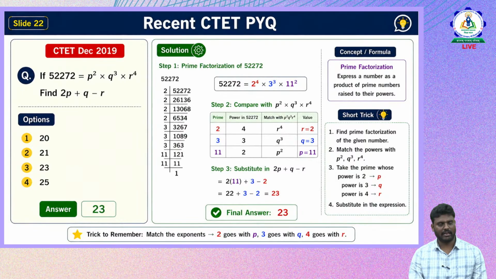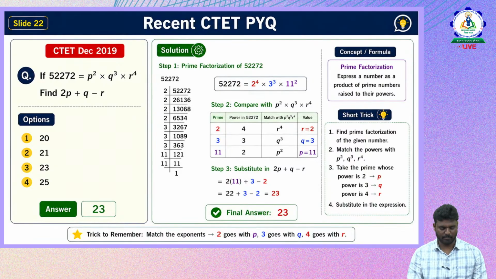So what they have given is 52,272 equals p squared and q cubed plus r to the power of 4, and we have to find 2p plus q minus r. In order to find this, first we need to identify the p value, q value and r value. Once we get them, we can substitute and find the solution. So let us see that.